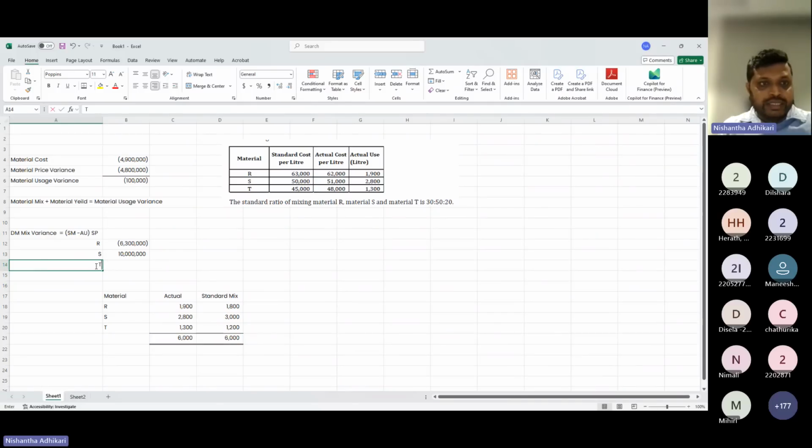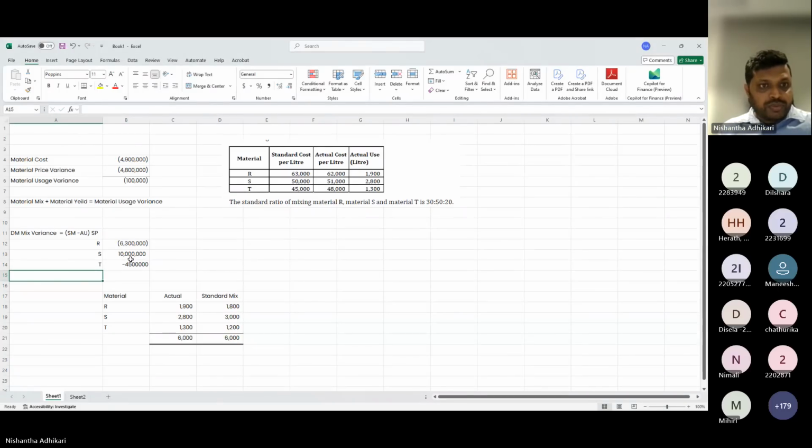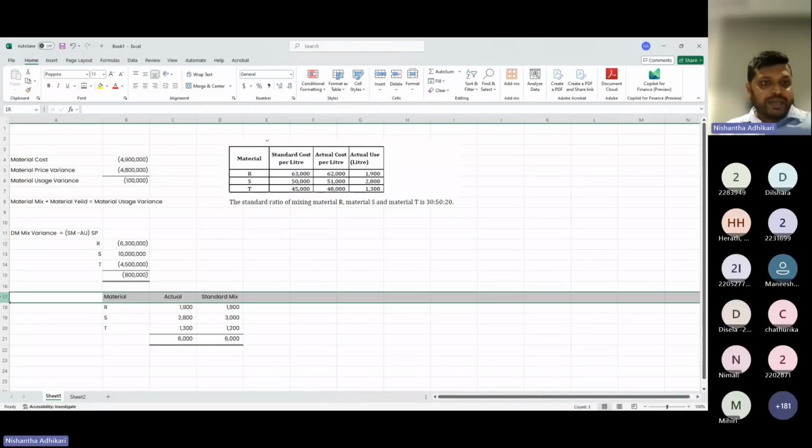Then T. If you look at the standard mix, it should be 1200, actual 1300, standard price 45,000. 45,000, yes. 4.5 million. If you take the total, how much? 800,000 adverse, right? Mix variance 800,000 adverse.